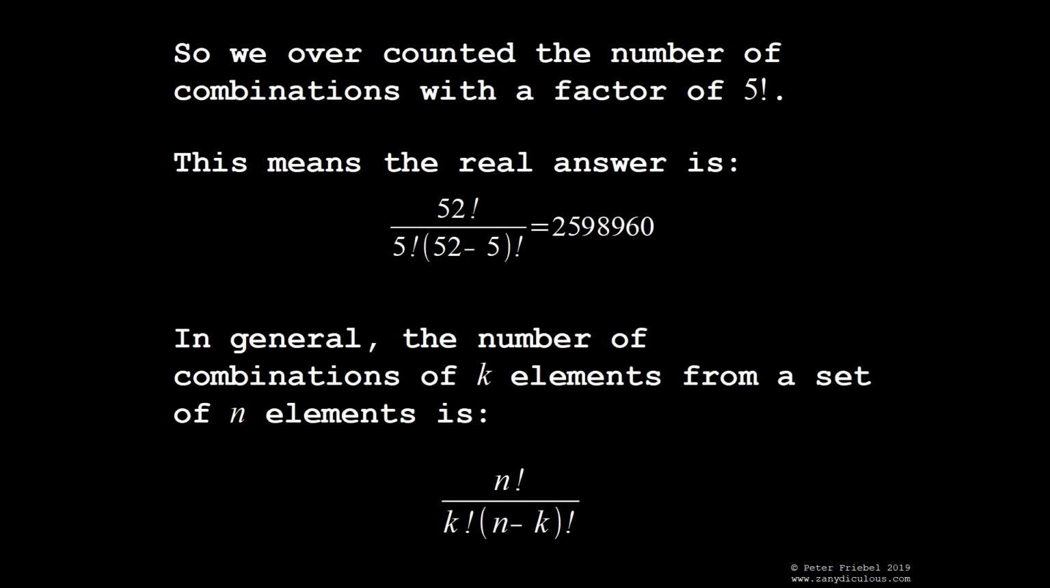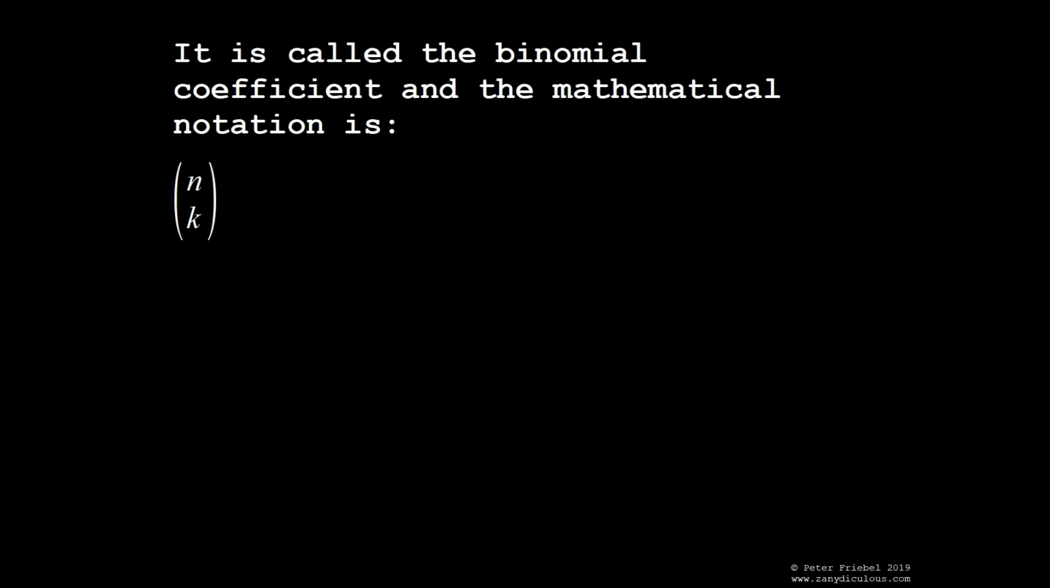In general, the number of combinations of k elements from a set of n elements is n factorial divided by k factorial times n minus k factorial. It is called the binomial coefficient, and the mathematical notation is as follows. Read this as n choose k, with n choose k equals n factorial divided by k factorial times n minus k factorial.